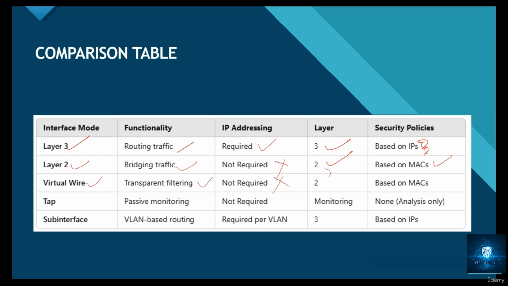IP addresses are not required, it works on layer 2 as in the layer 2 mode, and this is also based on MAC. TAP interface, on the other hand, is a passive monitoring functionality, and IP addresses are not required. It does not control the data path, so it's just a monitoring thing, and you cannot configure security policies. Now the sub interfaces that we talked about last, they are all based on VLAN routing. It does do routing, the switch virtual interface, and requires per VLAN IP addresses. And then it's also layer 3, and the security policies will be based on the IP addresses. So let me clean all of this.